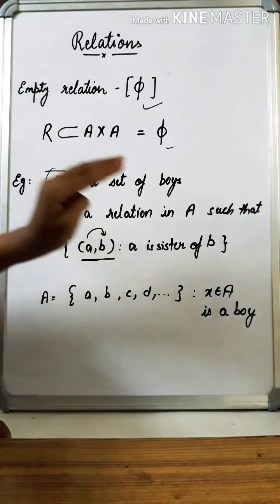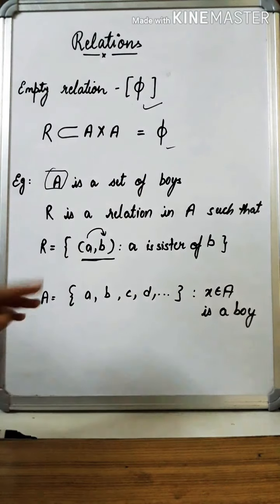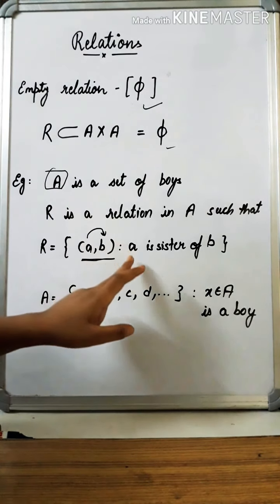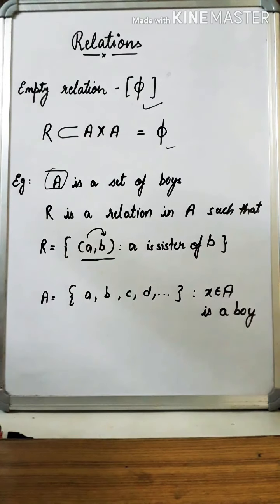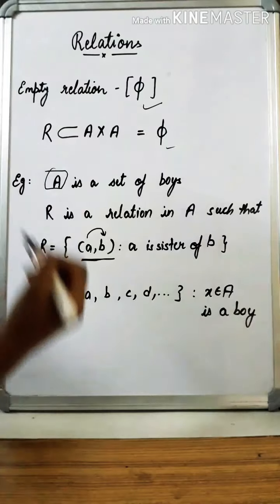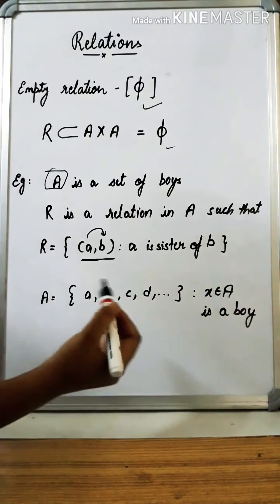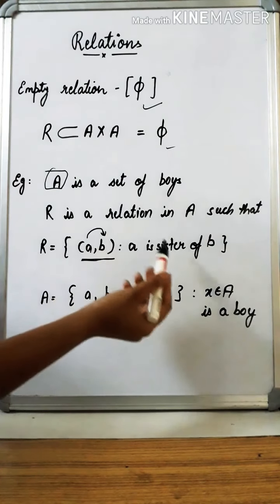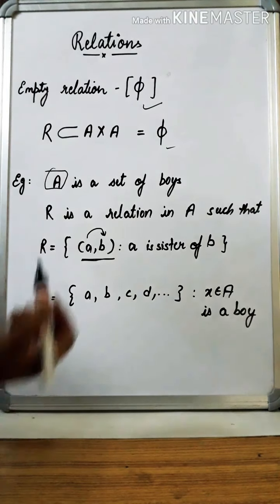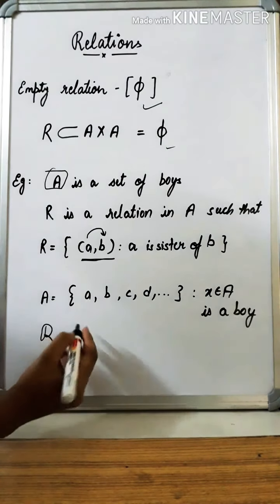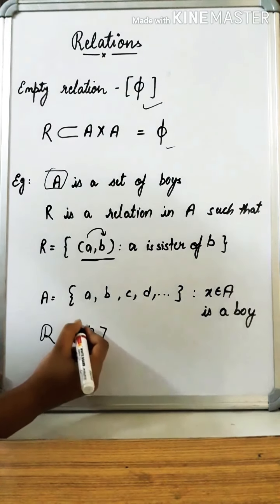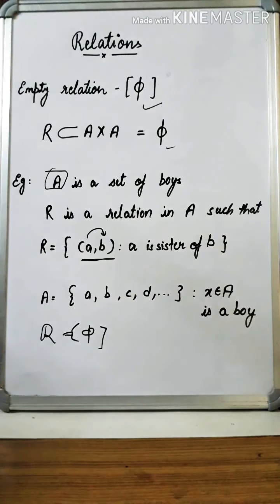A में सिर्फ लड़के हैं और रिलेशन कहती है कि इस A सेट से ऐसे एलिमेंट्स आ रहे हैं जैसे a is a sister of b. तो क्या ये पॉसिबल है? Is that possible? No. See, A is a set. So suppose it has elements a, b, c, d. All are boys because A is a set of boys, and the relation asks that a is a sister of b. This is not possible. So this relation contains no element. It contains no element. Phi. It is an empty relation.